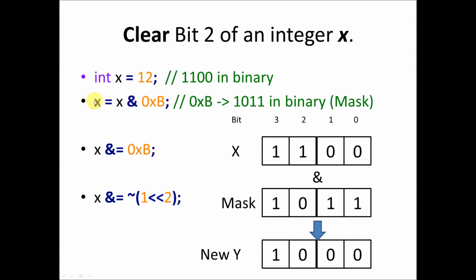And the way we do that is we say x is equal to x AND the mask. In this case, we do an AND: 0 and 1 maps to 0, 0 and 1 maps to 0, 1 and 0 maps to 0, 1 and 1 maps to 1. So you can see that the only things that have changed are the stuff that we care about. Once again, we've cleared bit number 2 to give us 100, which is 8 in numerical value.